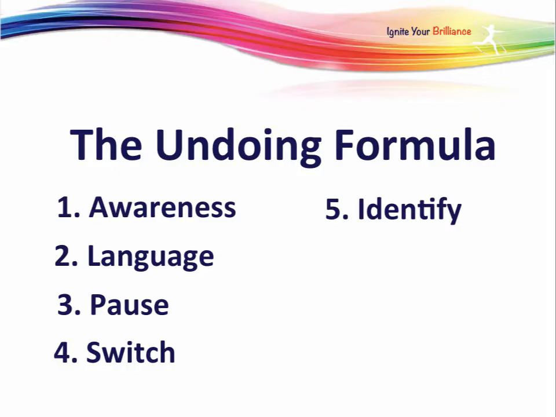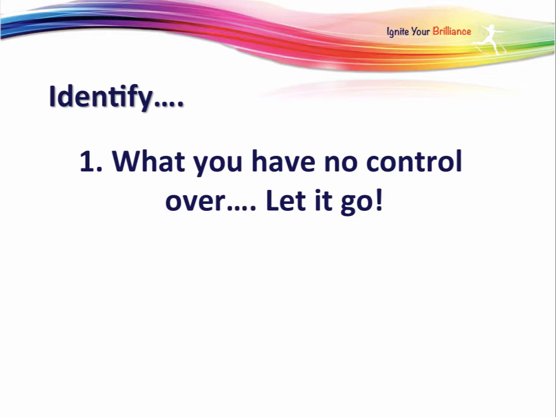So the next element of the undoing formula is identify. Identify what? Well, there's two things. One is to identify what it is you've got no control over. Because a lot of times when we feel stressed, it's because we feel we're losing control. So think about what it is you've got no control over, because there will be some things you truly have no control over, and choose to consciously let it go. You see, that in and of itself is giving you control, and it helps you to feel back in balance.